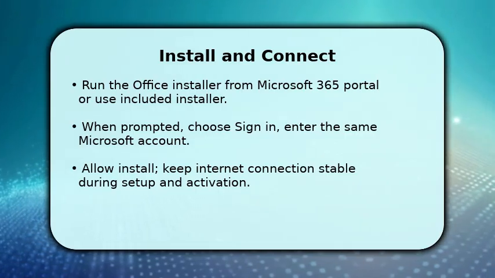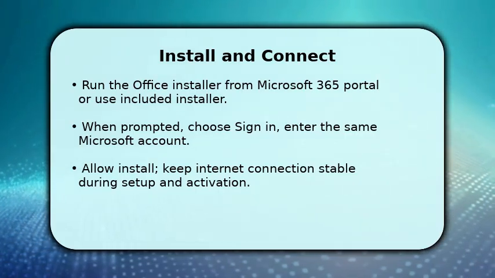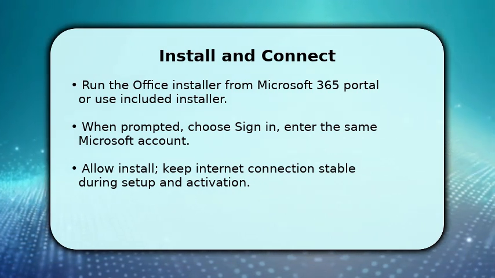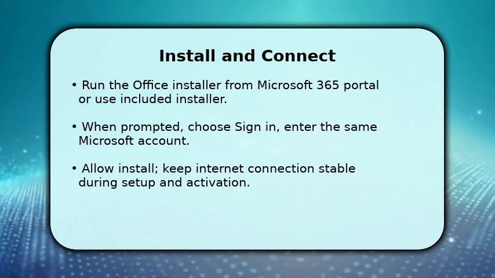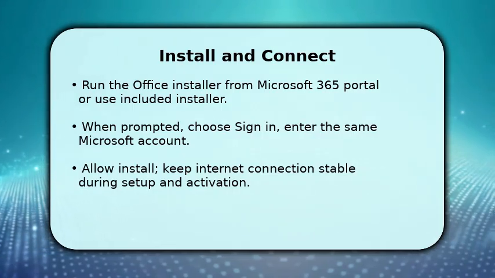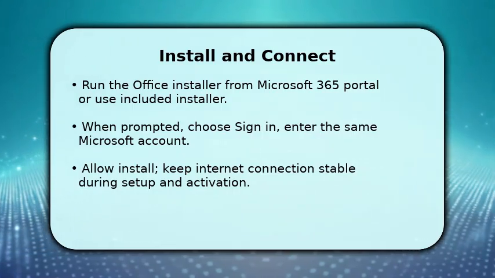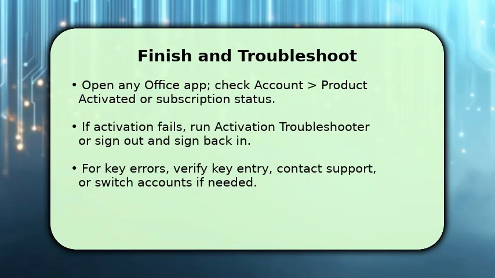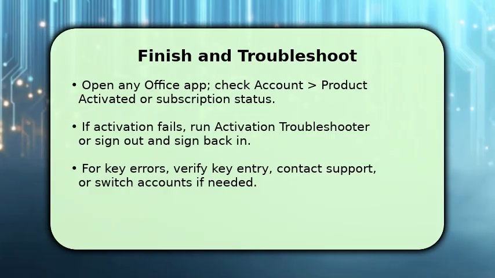If prompted to enter a product key, paste the 25-character key exactly. After setup completes, launch Word to validate activation. To finish, open Word or Excel and go to File Account to confirm product activated or that your Microsoft 365 subscription is active. This proves success.